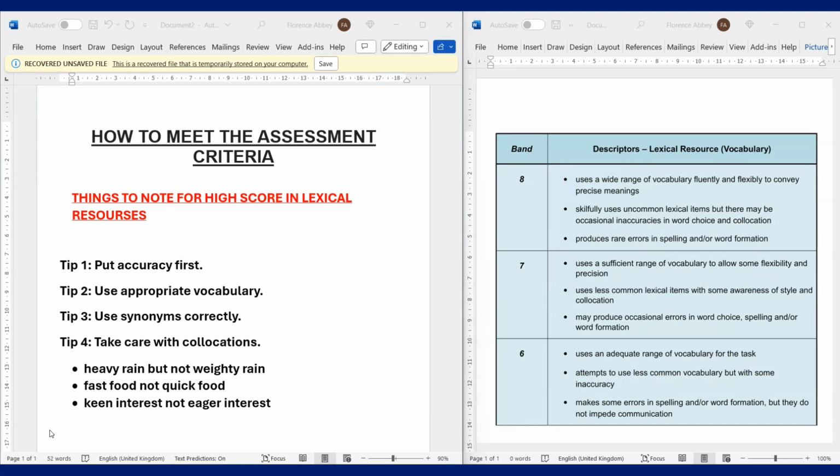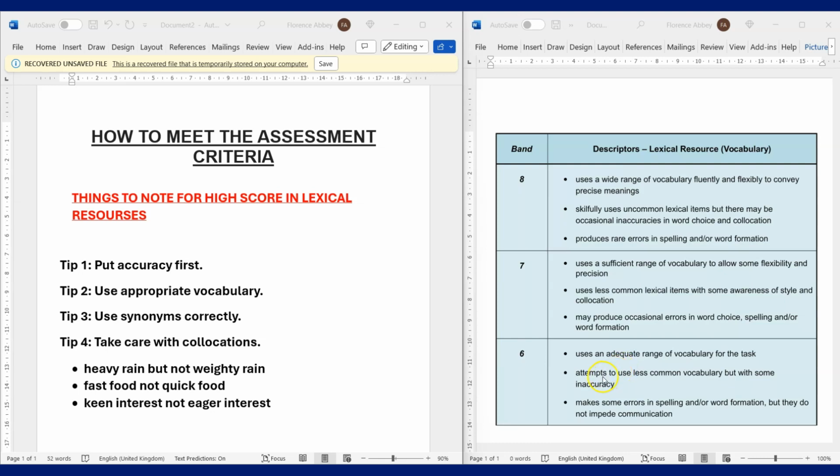When it comes to the lexical resource, the examiners put you in a band 6 when you use an adequate range of vocabulary for the task. When we talk about adequate, we don't know the number which is adequate. So don't think, should I use 10 words or 5 words or 50 words? We don't know, but what we will tell you is to try as much as possible to have at least something to say differently without repeating too much.